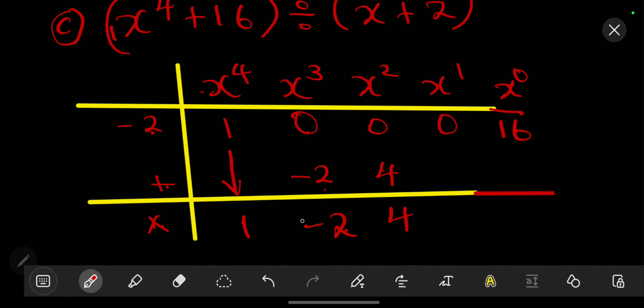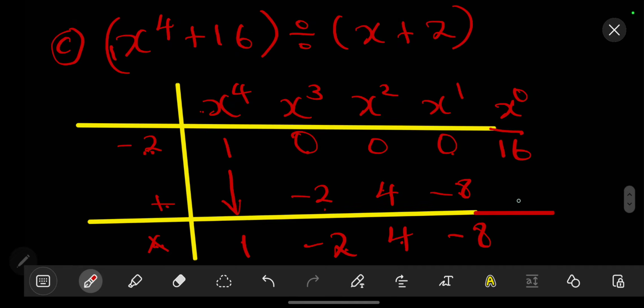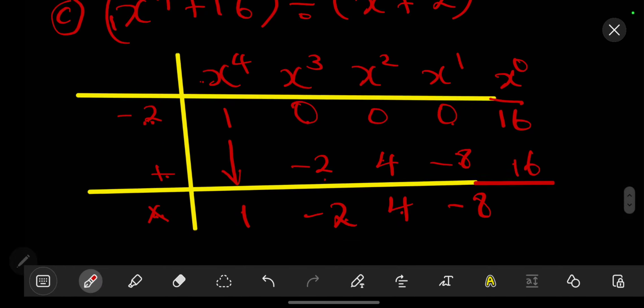Multiply negative 2 times 4. This will give you negative 8. From here add, it will give you a negative 8. Then multiply negative 2 times negative 8, it will give you a positive 16. Then 16 plus 16 will give you 32. Whatever is the last number, that is your remainder. So you have found your remainder to be equal to 32.